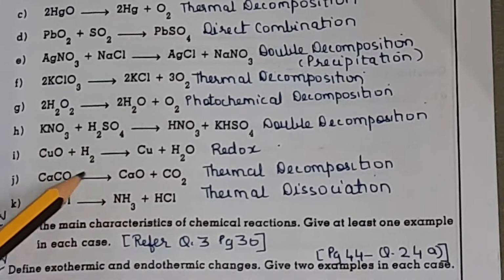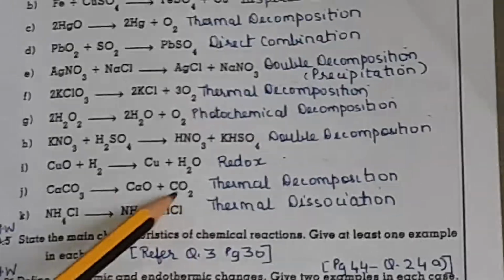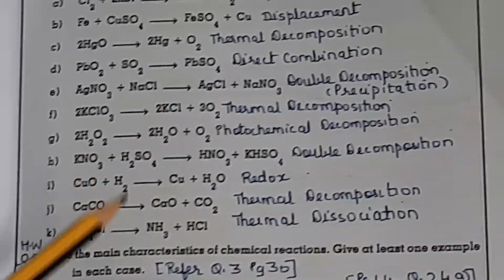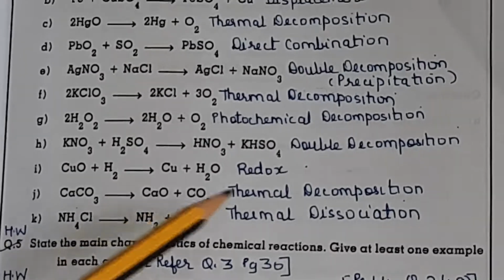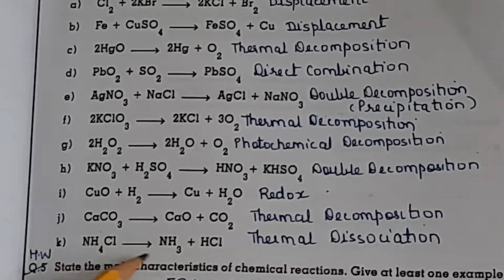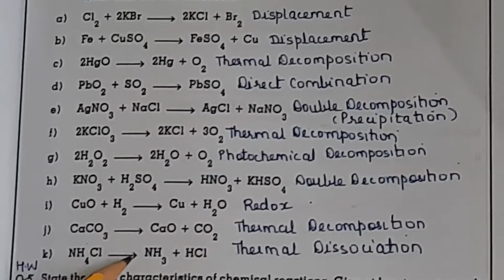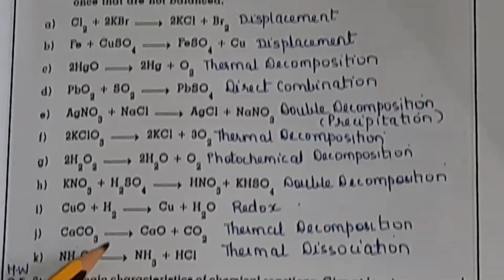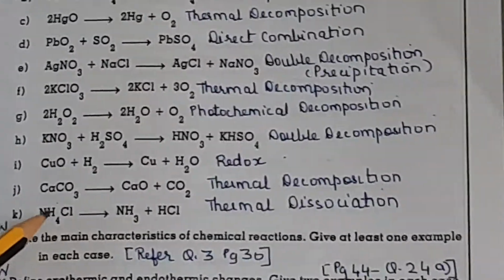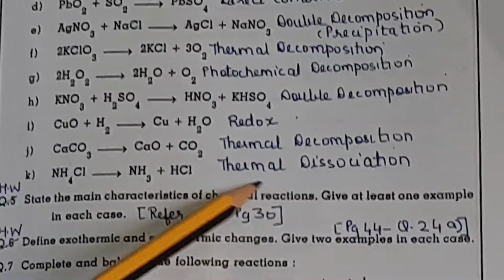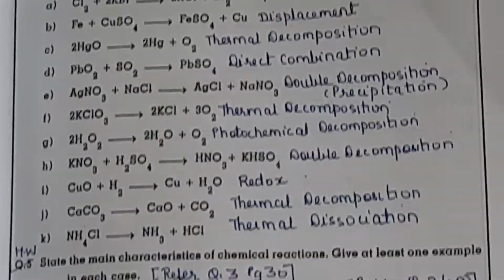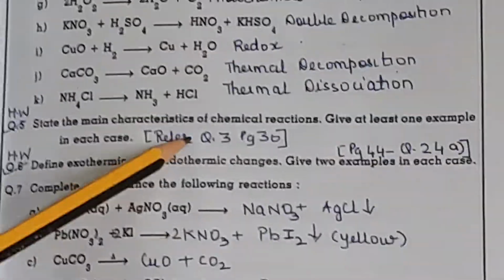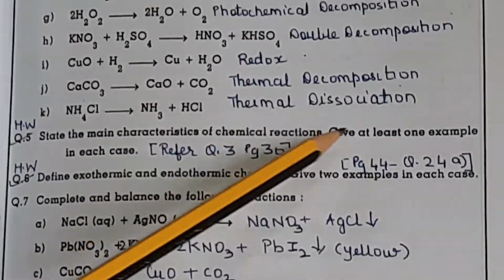Now this CaCO3 giving CaO plus CO2 will be thermal decomposition, and NH4Cl giving NH3 plus HCl. This is a thermal dissociation reaction because this is actually a reversible reaction. Now purposely reversible is not indicated here, so you have to identify it as a thermal dissociation reaction. Okay, is it clear?